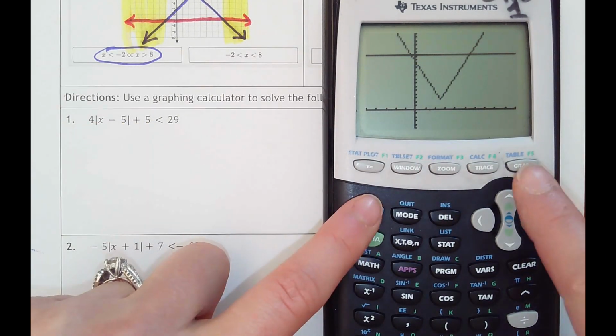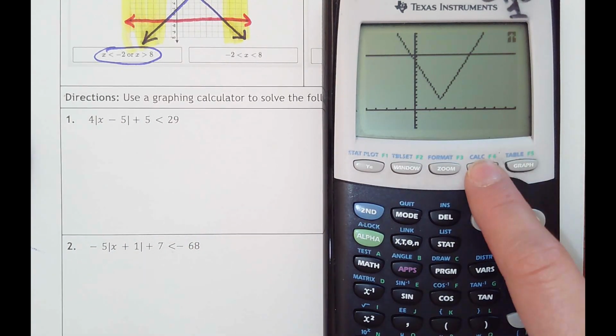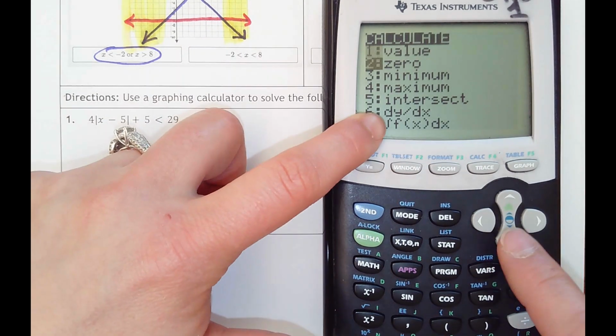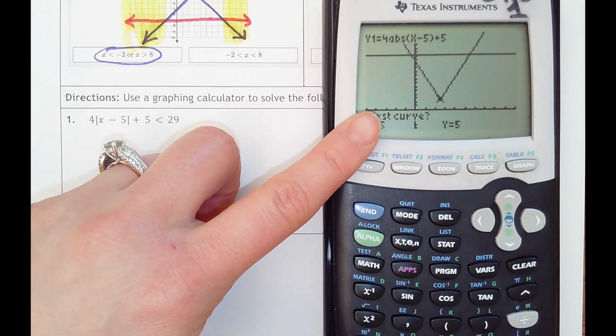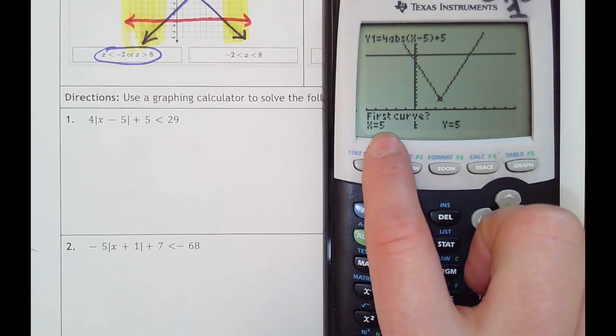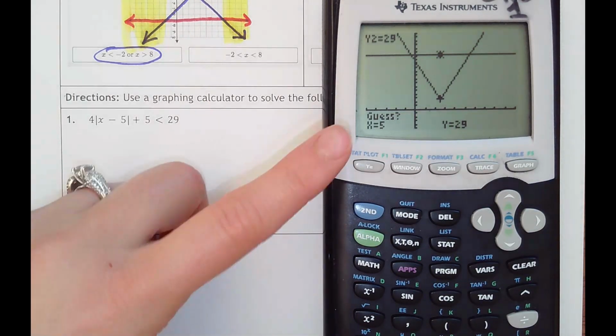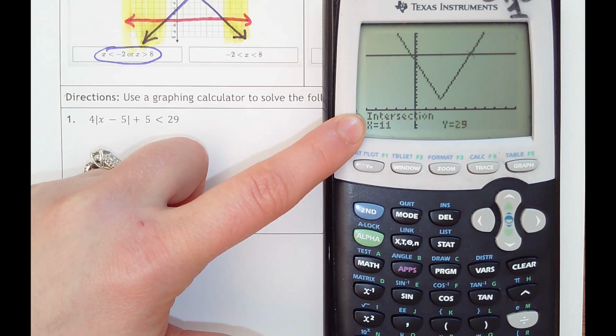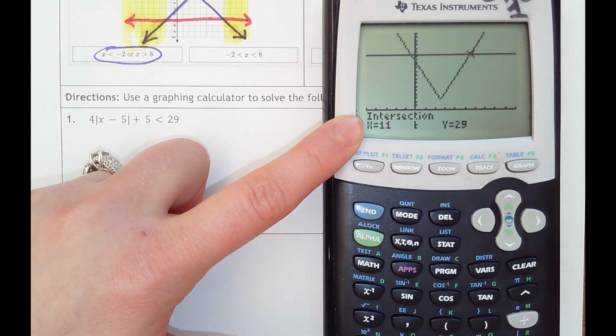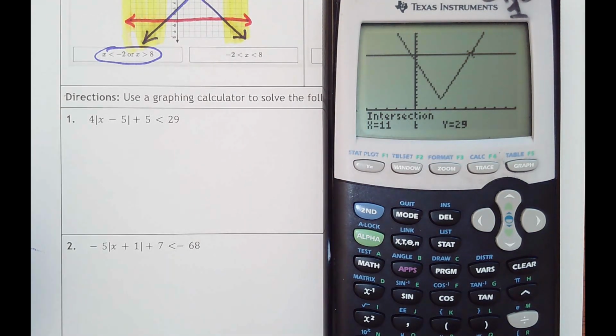So I'd go second, calc, find an intersection, number 5. It's going to flash a point and ask you, is it on the first curve? Yes. Is it on the second curve? Yes. And then you have to hit enter one more time and it'll pull up the point, it actually did this point for us, 11, 29.